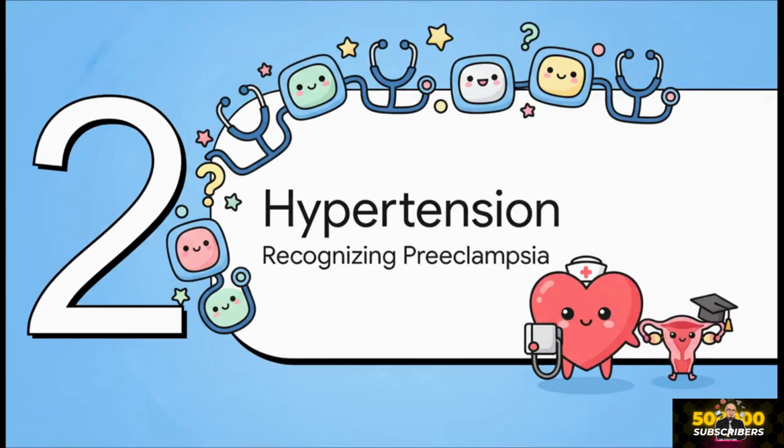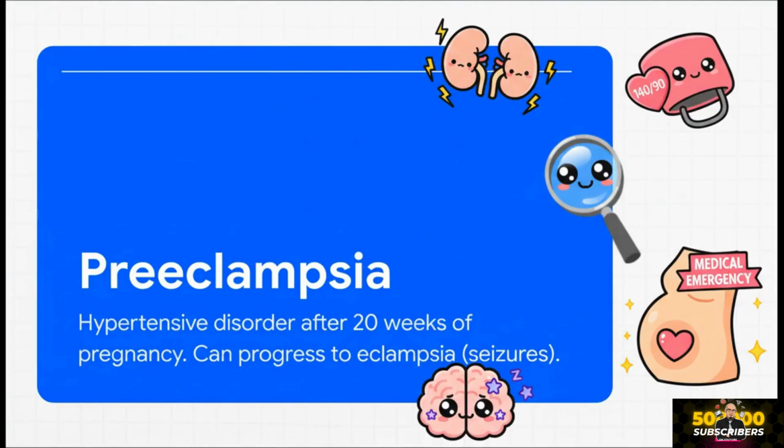All right, let's move on to our second major topic, hypertensive disorders. Preeclampsia is a huge player on the NCLEX. The key isn't just knowing what it is, it's being able to spot those subtle signs that tell you your patient is getting worse. So what is this thing really? Well, preeclampsia is basically high blood pressure that shows up after 20 weeks of pregnancy. And here's the crucial part. It can mess with organs all over the body. And if you don't catch it, it can turn into eclampsia, and that means seizures, a true medical emergency.